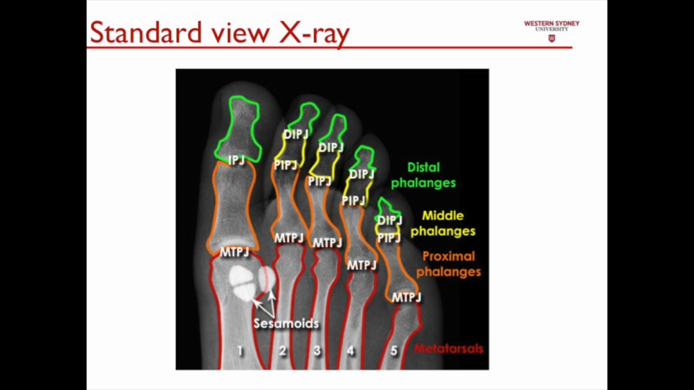This is the same image as you've seen in the previous slide. However, again we have highlighted the outline of the bony structures. You will see the outline of the metatarsals, the proximal phalanges, the intermediate or middle phalanges, and the distal phalanges. Please also note the sesamoids. In the practical sessions, I will ask to see if anyone has spotted any anatomical variants in this image.